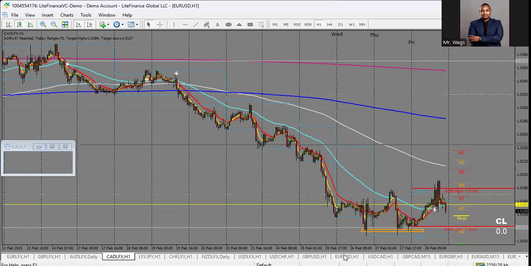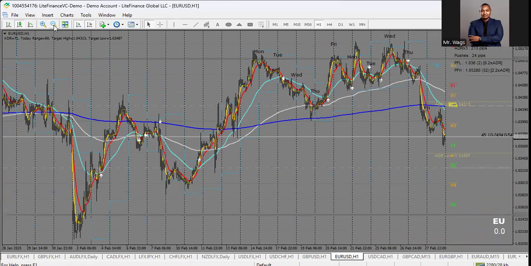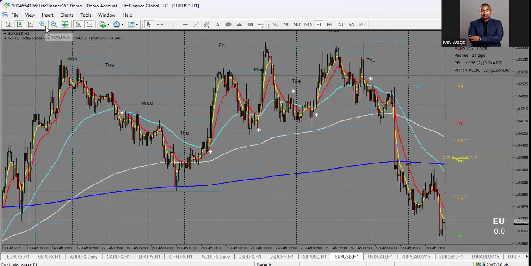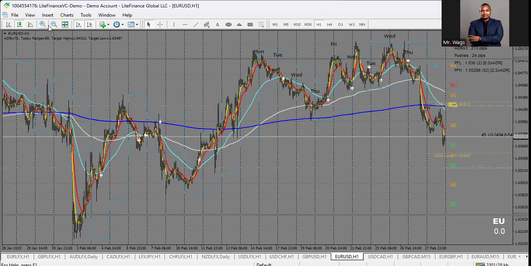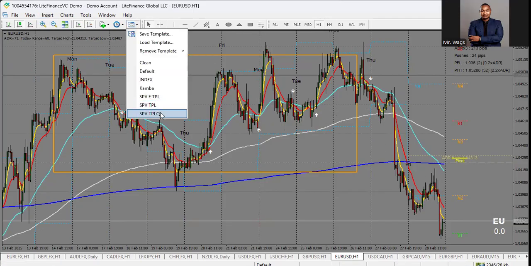So let's get started with EURUSD. EURUSD has been in consolidation for quite some time. For the last week and the week before, we had a consolidation until Thursday, where we had a breakdown. So a potential breakout was on Thursday. We are now in a downtrend according to the hourly time frame.